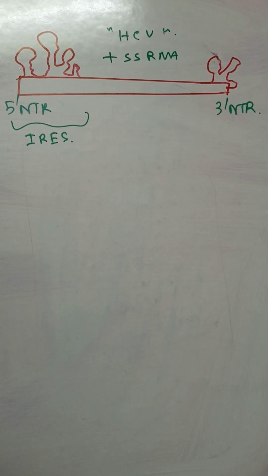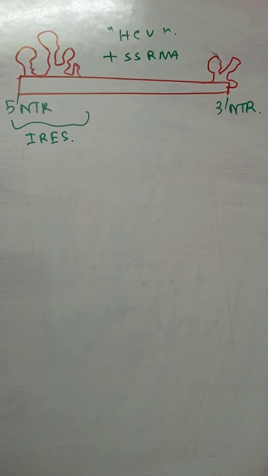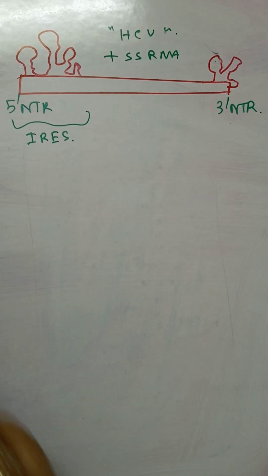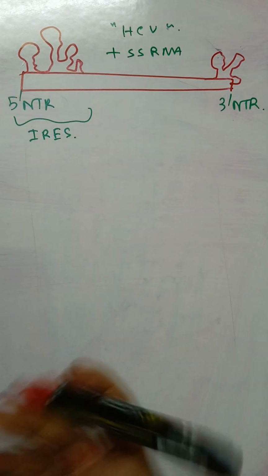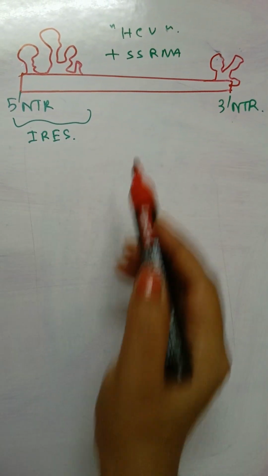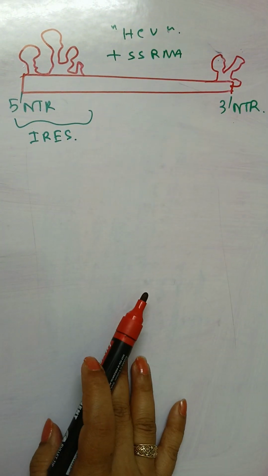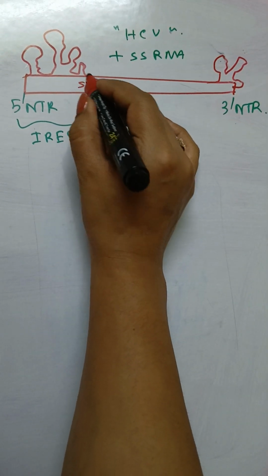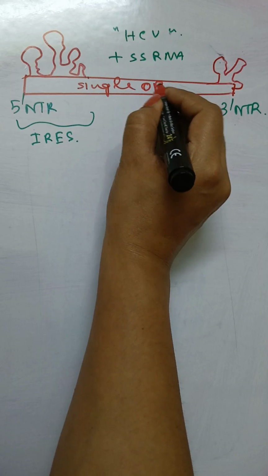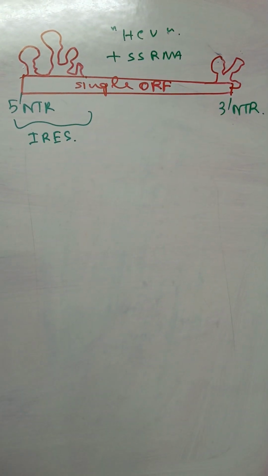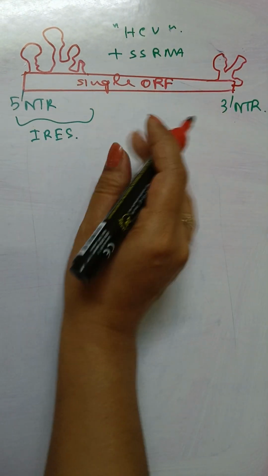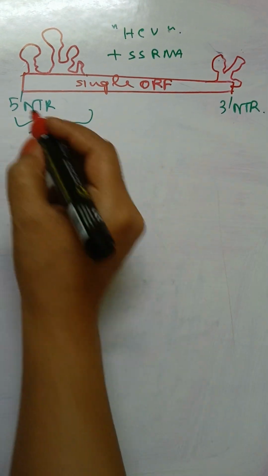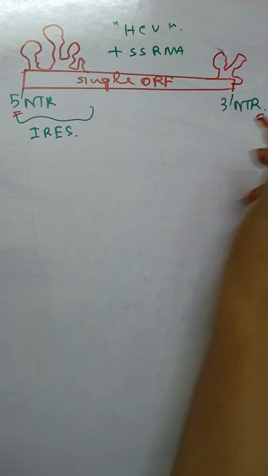Hi guys, in this video I'll be talking about the replication, basically the translation of the HCV single-stranded RNA genome. What happens? First of all, this is the single-stranded RNA genome that has only a single ORF, a single open reading frame. Now they are flanked by two regions, one that is 5' NTR, one that is 3' NTR.